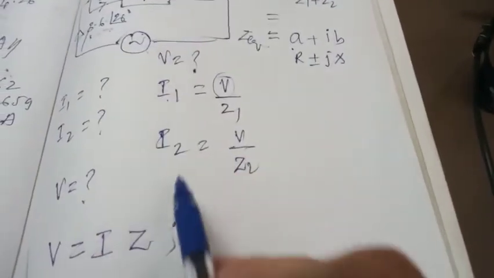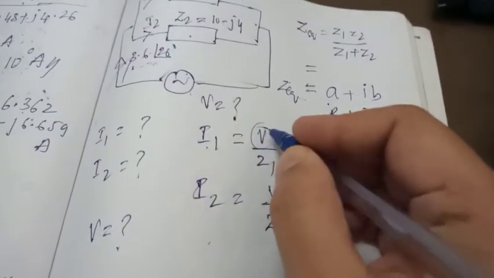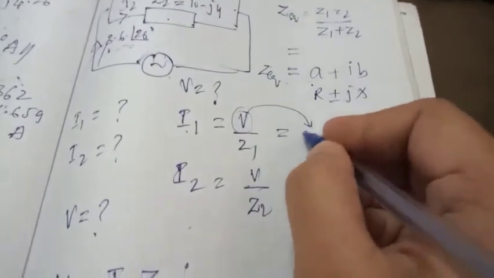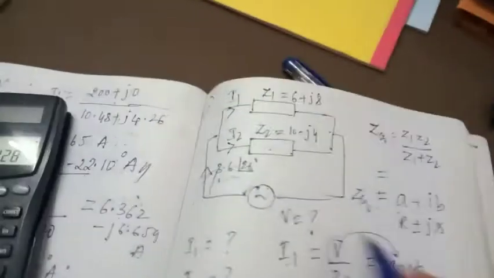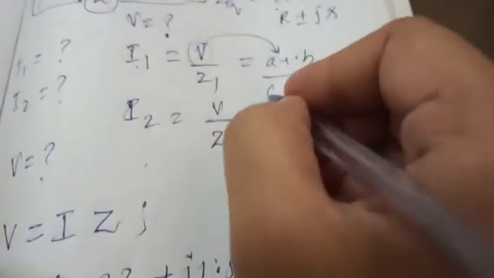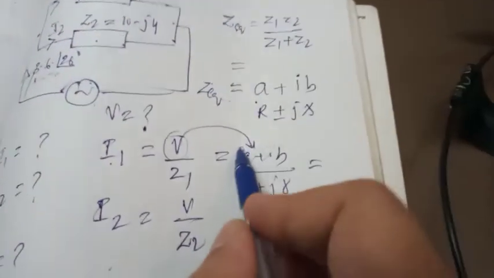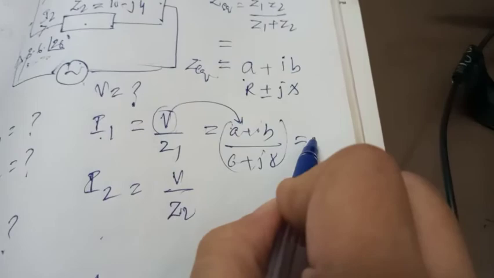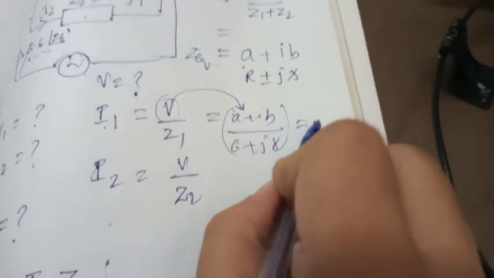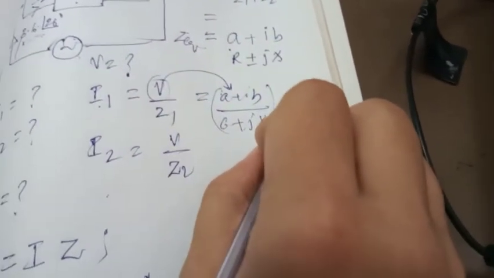Now you have to calculate I1 and I2. You substitute the value of V in rectangular form, A plus IB form, which you have obtained here, divided by the Z1 value, 6 plus J8. Use the complex mode of the calculator and divide this. You will get the answer in rectangular form. Then you convert that into polar form to obtain the magnitude and angle.